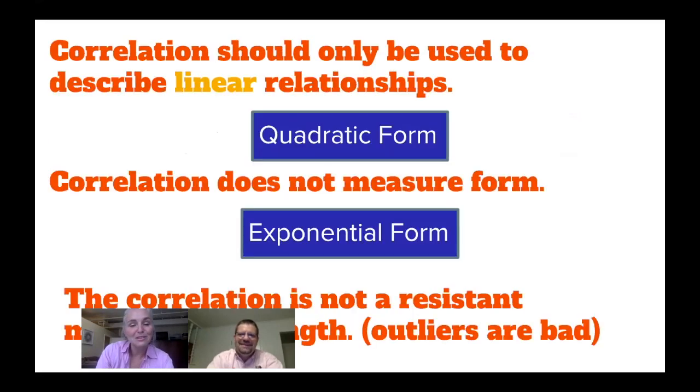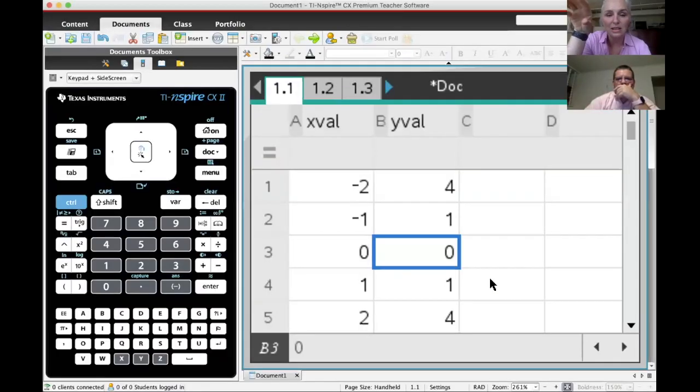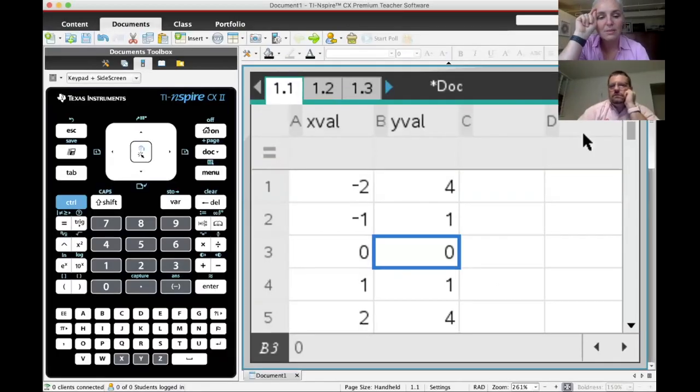Okay, so Mr. Robbie's actually going to steal the screen from me for just a second. And I want to really hammer home the fact that the R value pertains only to linear relationships. So I'm going to hand the mic over.